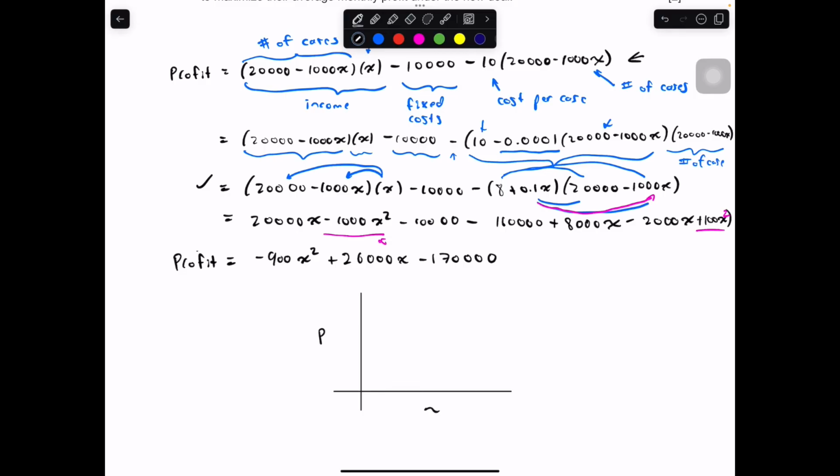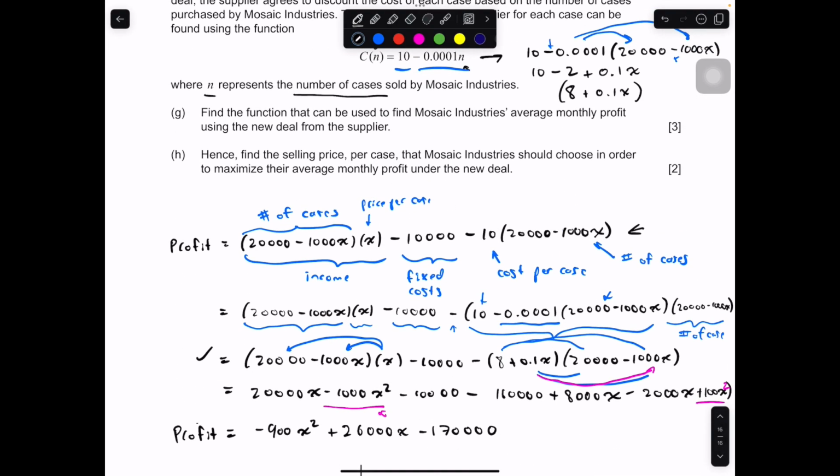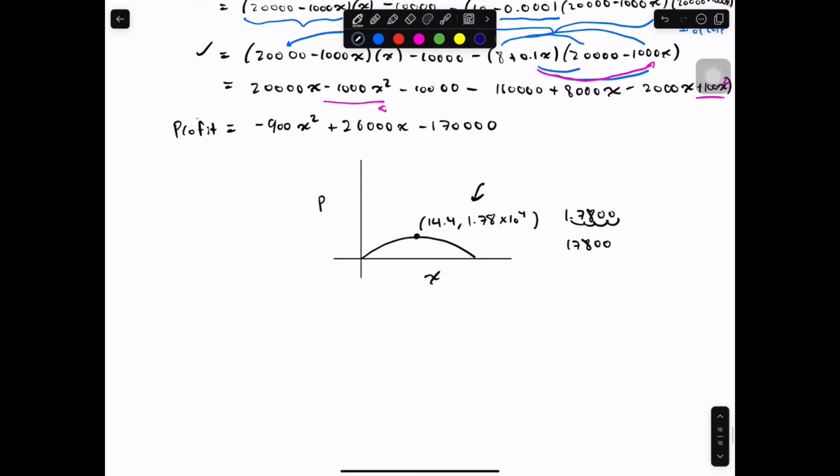Profit as a function of selling price. Again, we get a quadratic. Here's our maximum, and it says 14.4. And when that happens, we have 1.78 times 10 to the 4, roughly $17,800. And this should be all right as a process right here. Find the selling price per case that they should choose to maximize their average monthly profit: 14.4 to get $17,800.